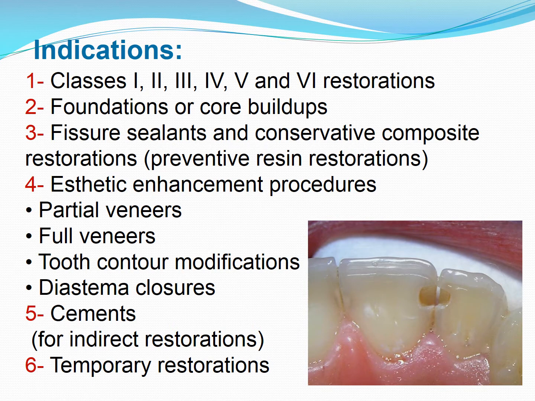Indications of this material include class 1, 2, 3, 4, 5 and 6 restorations, foundations or core buildup, fissure sealant and conservative composite restorations, preventive resin restorations, and aesthetic enhancement procedures اللي هي تشمل partial veneers, full veneers, tooth contour modifications and diastema closure. Also, it is used as a cement for indirect restorations and temporary restorations.